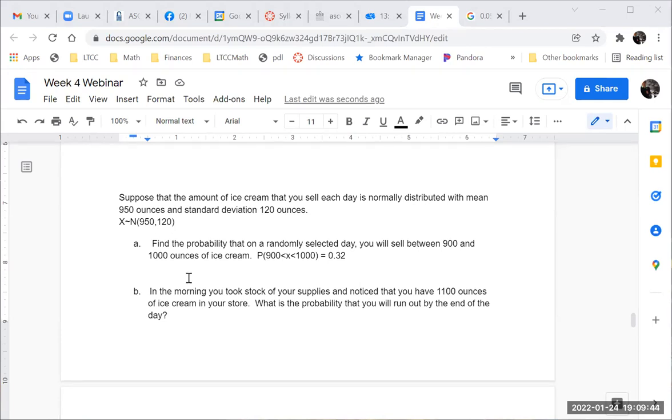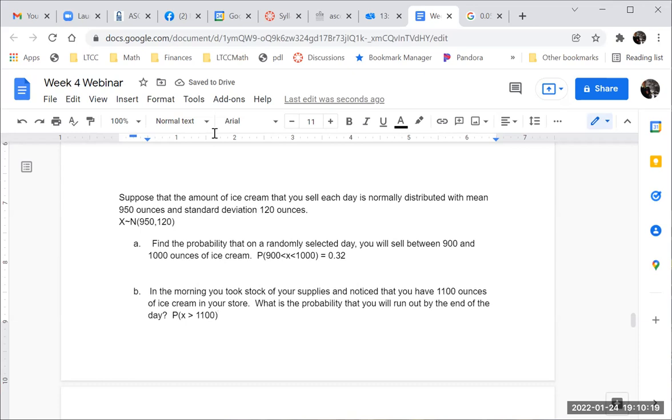Yeah, you sold out, and in particular, your customers combined wanted more than 1,100 ounces. So if they wanted more than 1,100 ounces, you're going to run out. Whereas if they want less than 1,100 ounces, you don't run out. Any questions on how to read that? So we want the probability that X is greater than 1,100.